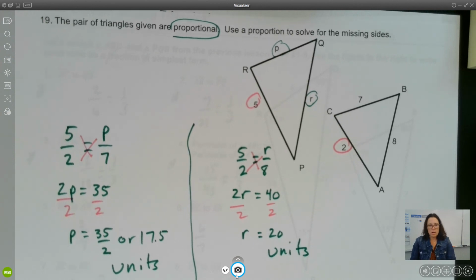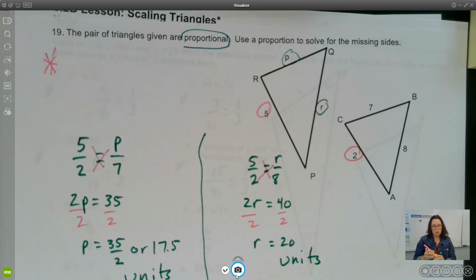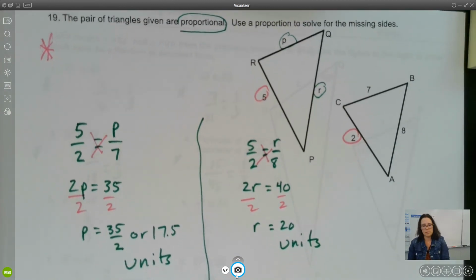This number 19 is very important. You will see it on quizzes, you will see it on tests, and you'll definitely be seeing how to use proportions in solving problems in the future. A very important concept. Okay, thanks guys.